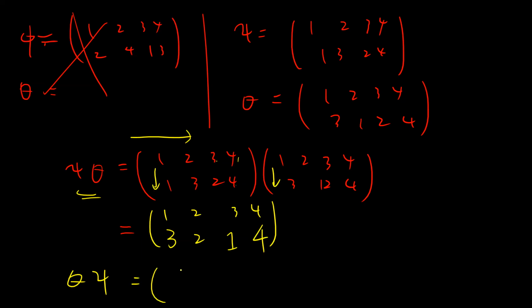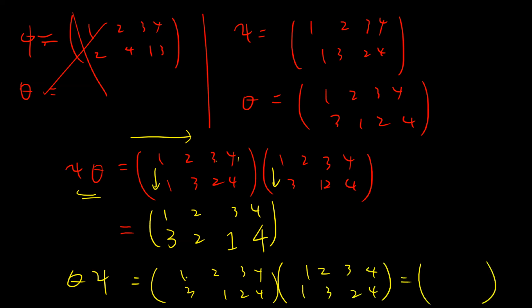So theta phi is basically 1, 2, 3, 4 over 3, 1, 2, 4 times 1, 2, 3, 4 over 1, 3, 2, 4. Okay, so from here 1 to 3, 3 to 2. So 1 maps to 2, right? And 2 to 1, 1 to 1. So 1, and 3 maps to 2, 2 maps to 3, so it's 3, 4, right? So you see they are different. Yeah, so this is just some convention, stupid convention.